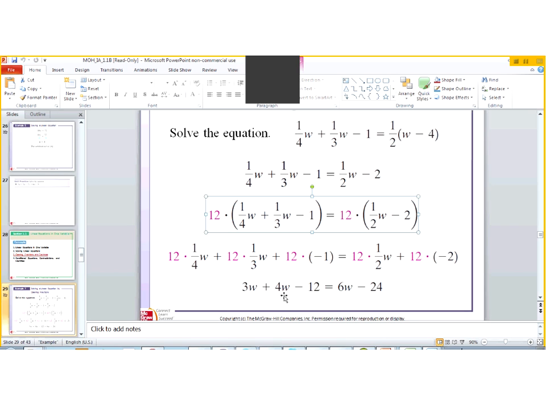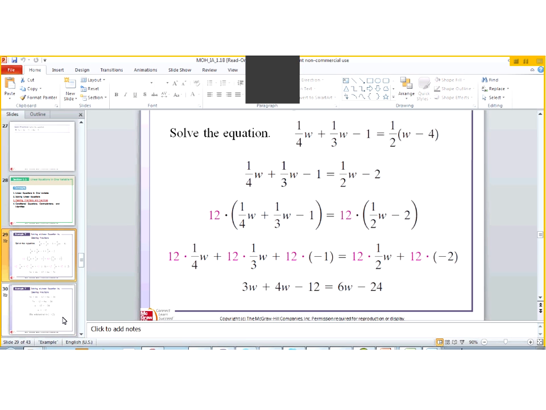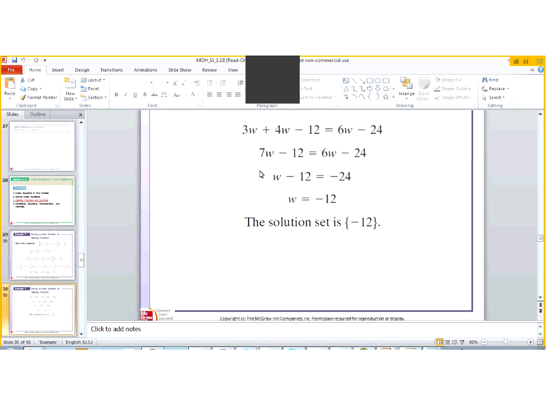We get 3w plus 4w minus 12 is equal to 6w minus 24. In this case, we'll combine like terms. You get 7w minus 12, and then you subtract 6w from both sides of the equation. You add 12 to both sides of the equation. You get w is equal to -12. Again, stop me if you don't follow any of these, so we can look at it in more detail. Question on how to eliminate the fraction, anyone?